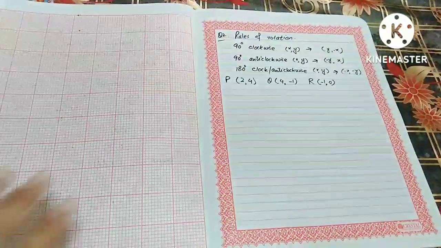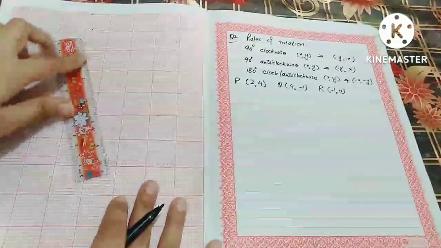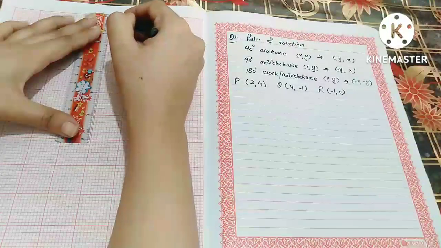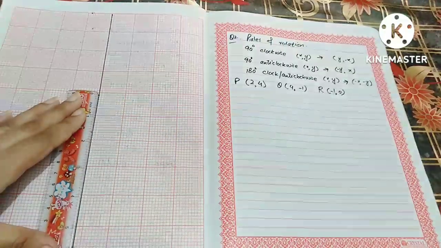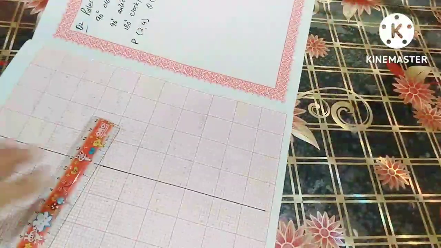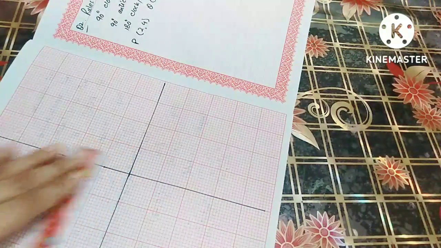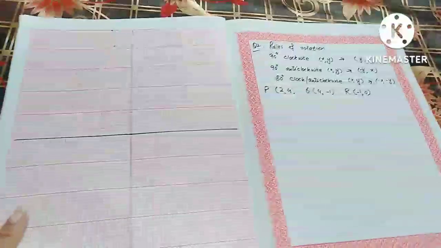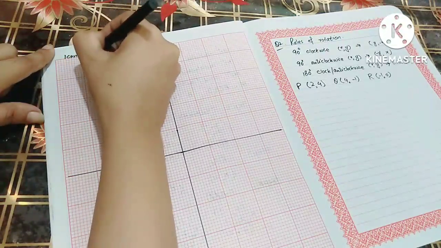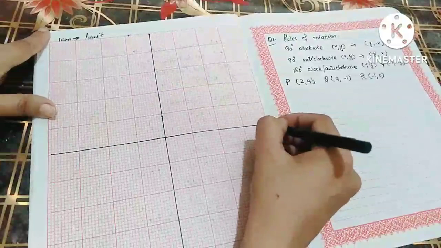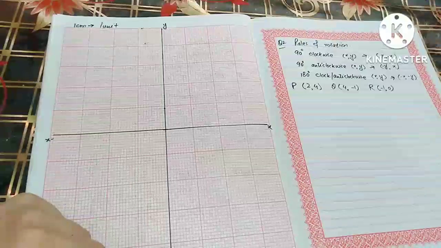So let's start it. First, you have to draw the graph, x-axis and y-axis. Okay students, I'm going to take the scale 1 centimeter, 1 unit on both axes, on x-axis and on y-axis. 1 centimeter, 1 unit. This is x-axis, this is x negative. This is y-axis, y positive, and here y negative.